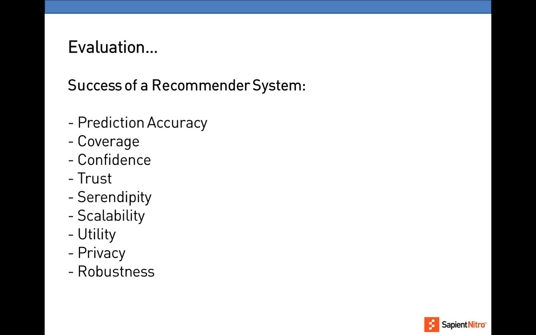The last part in evaluation is the success of a recommender system. These are the major factors that generally play a role in the success of a recommender system, which is prediction accuracy, how accurately we are predicting the data or the recommendations to the user. Coverage is a very important factor, where we ask what our item space coverage is. Let's say our system has 100 products. Are we capable of suggesting all the 100 products under different conditions? If not, then what is the reason? If it is legitimate or intentional, then it's fine. If it's not, then we need to tweak our algorithms.